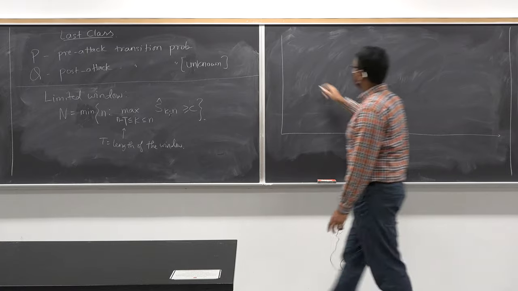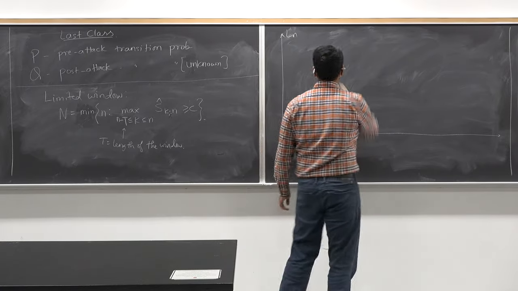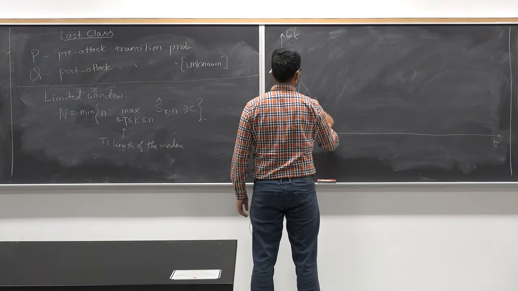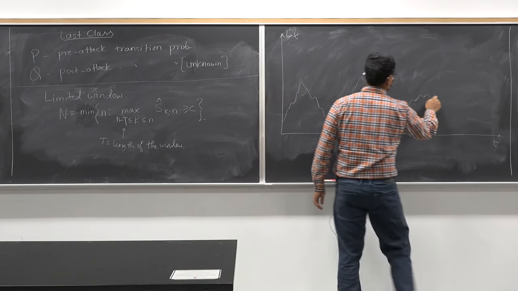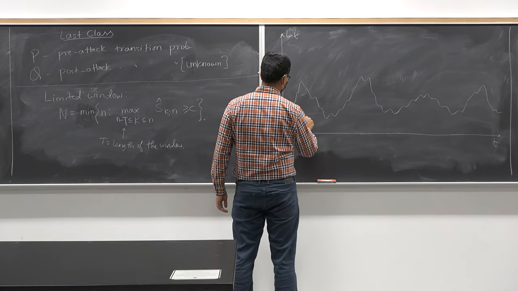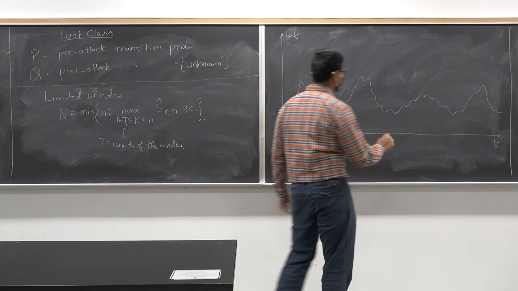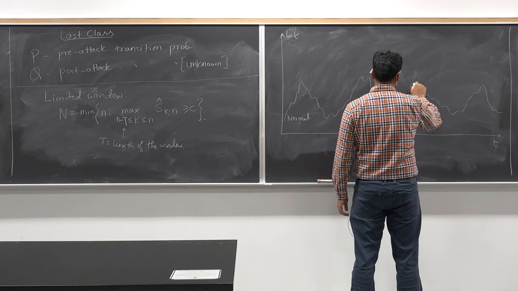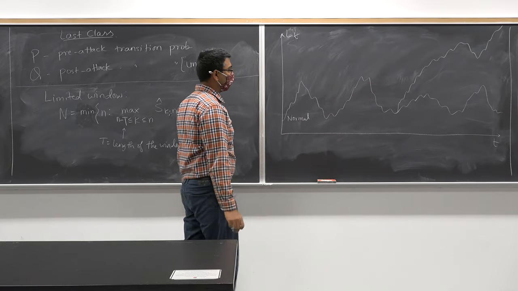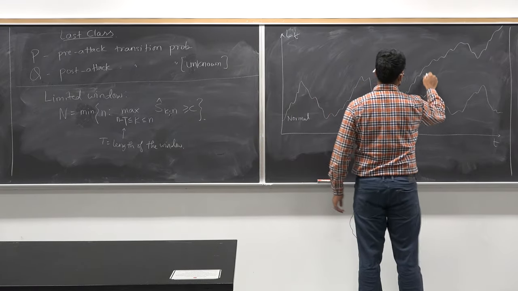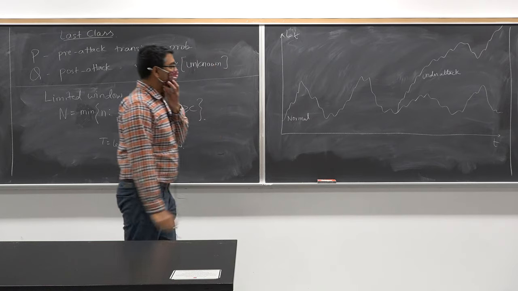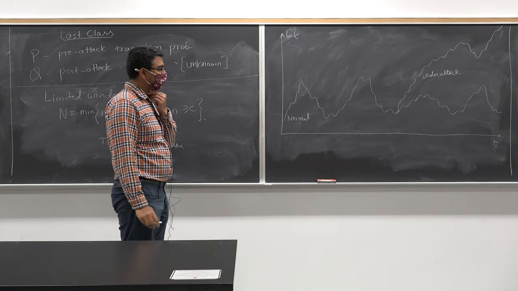I'm going to redraw the same graph that I drew earlier, LT against T. So this is a normal condition. And let's say this system was attacked at this time. And this is what the score LT looks like when it evolves under attack. So this is under attack. Okay. I'll let you copy it.